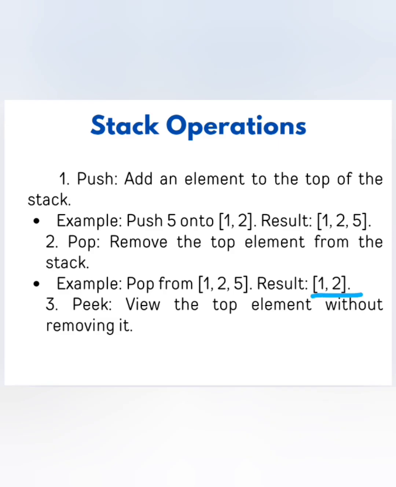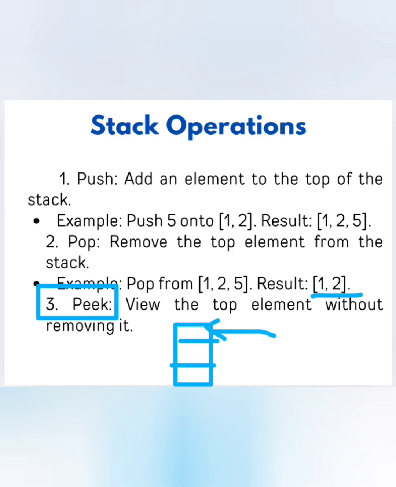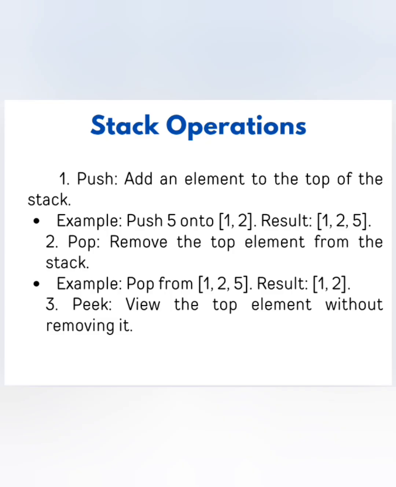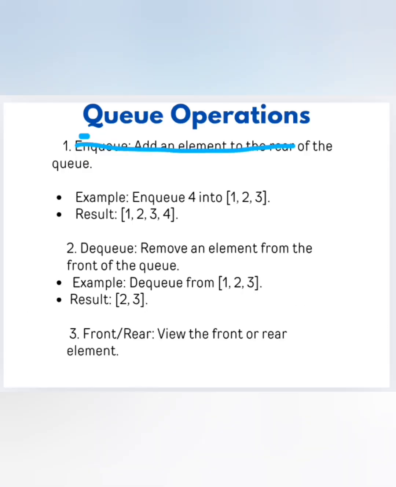And the third one is the peek operation. Peek is used to view the top element without removing it. If we just want to see the top element of the stack, we can apply the peek operation. So these are the stack operations which we use for the stack data structure: first the push operation, then the pop operation, and the third is the peek operation.